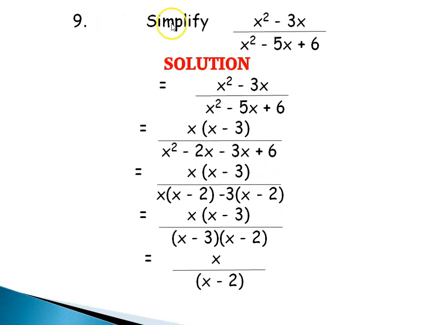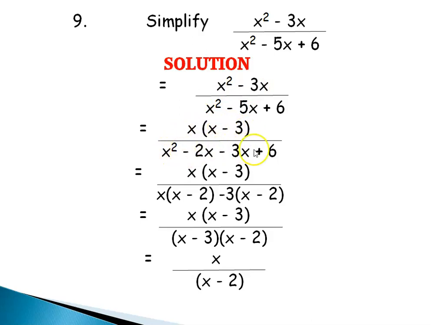Alright, question 9. Simplify x squared minus 3x divided by x squared minus 5x plus 6. You can see that this is a quadratic equation, so we'll solve this quadratic equation. Okay, I can factorize this. x is common to both, so I'll bring out my x. x squared divided by x is x. 3x divided by x is 3. So x into bracket x minus 3.